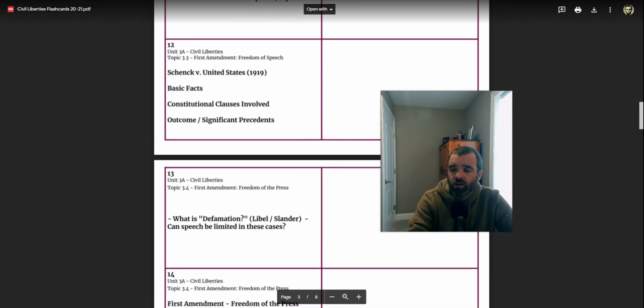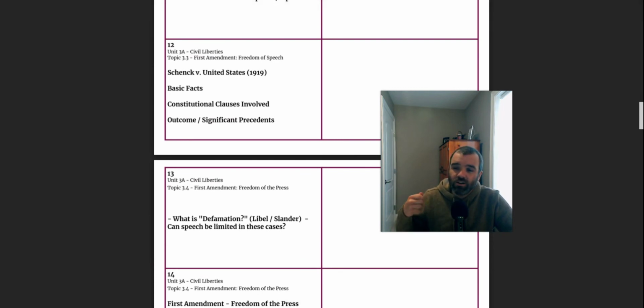Flashcard 12, we talk about how things that cause a, quote, clear and present danger, those can also be restricted. Things that put an immediate danger to society. So Schenck versus United States, a required case for the AP exam and for our purposes as well. This is about anti-war protesters during World War I sending out leaflets advocating resistance to the draft, and they got convicted for violating the Espionage and Sedition Acts, for interfering with the government war effort.